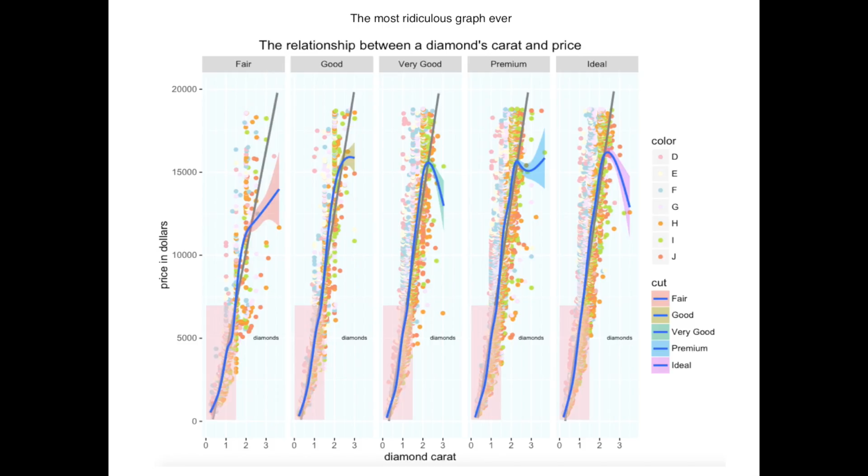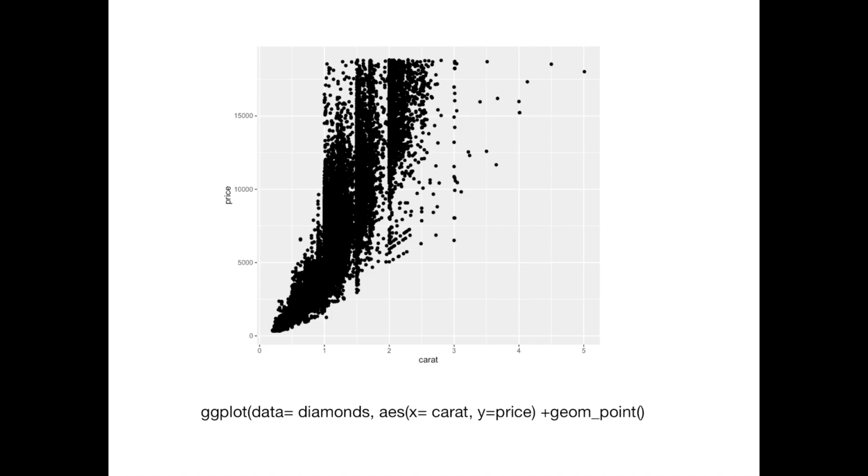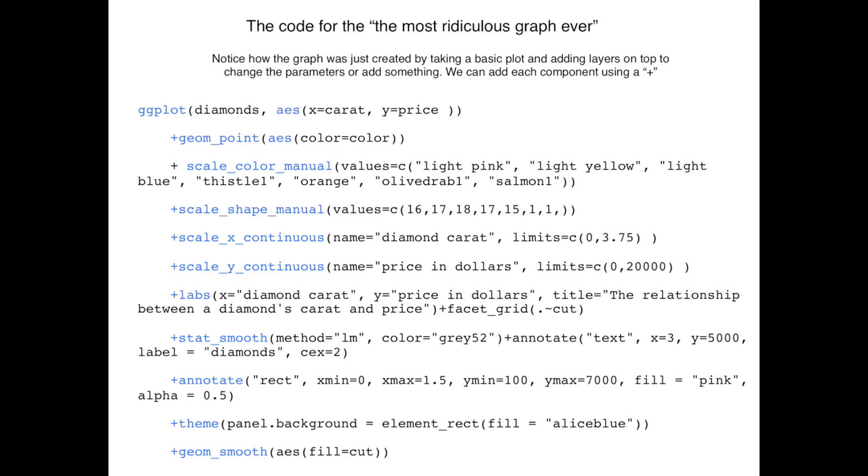We have annotations, we have fitted lines, we've got a background color, we've got facets, we've got everything. And this graph was created by just adding on different layers to this really simple graph that we saw earlier. And so here's the code for the most ridiculous graph ever. And here we can see the really basic graph. And then we've added things like a layer that controls the colors of the scale. We can change the x and y axis limits. We've added labels. We've added a fitted line.